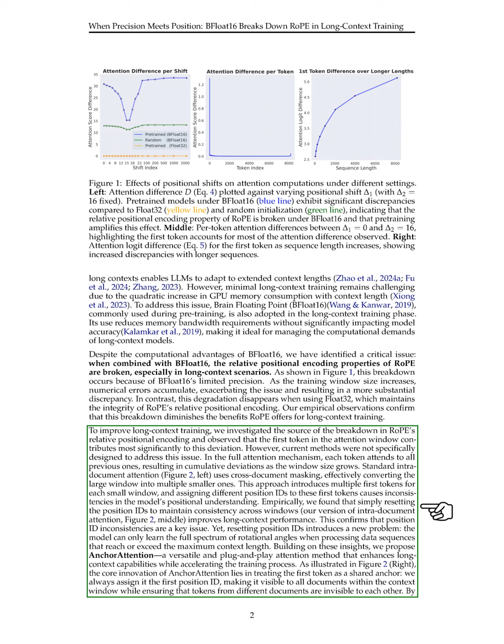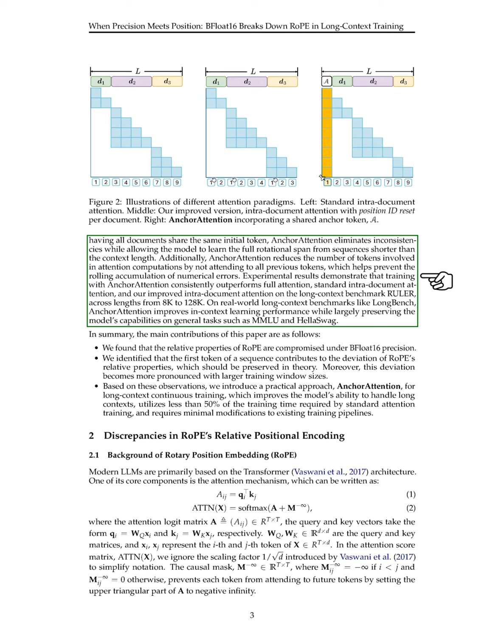To address these challenges, we propose AnchorAttention, a flexible attention method that enhances long context capabilities and speeds up training. The innovation of AnchorAttention is treating the first token as a shared anchor, always assigning it the first position ID. This allows it to be visible to all documents in the context window while keeping tokens from different documents hidden from each other. By sharing the initial token, we eliminate inconsistencies and enable the model to learn the full range of rotational angles from shorter sequences.